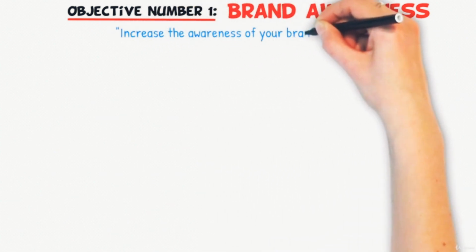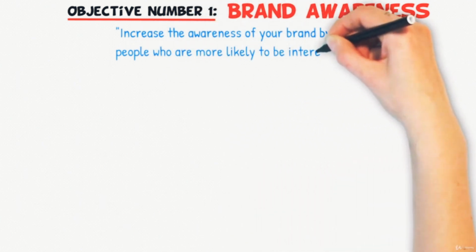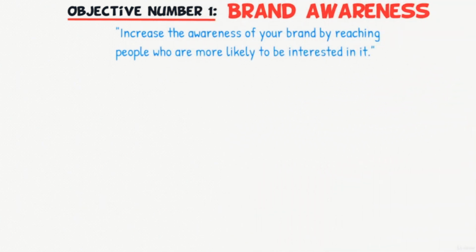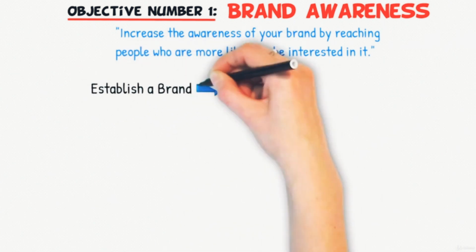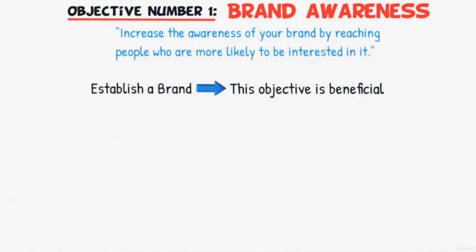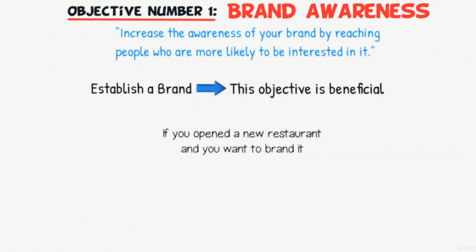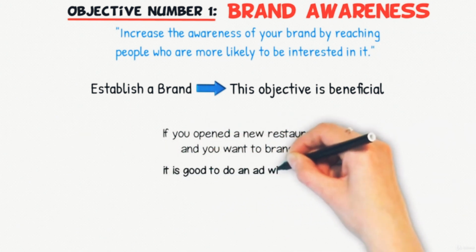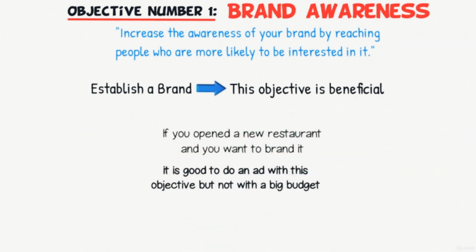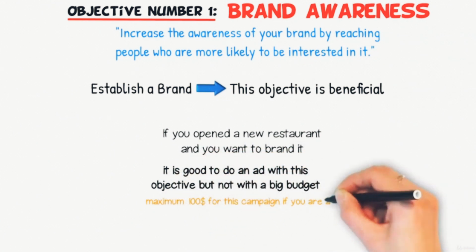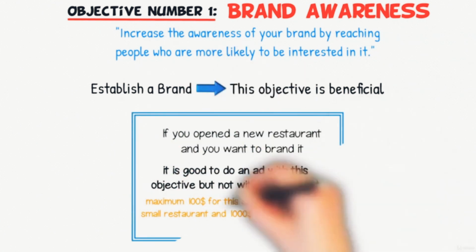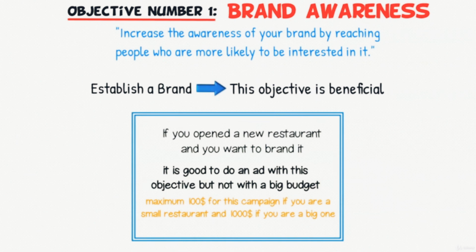Objective number 1, brand awareness. The simplest translation of this objective is increase the awareness of your brand by reaching people who are more likely to be interested in it. If you want to establish a brand, this objective is beneficial to you. For example, if you opened a new restaurant and you want to brand it, it's good to do an ad with this objective, but not with a very big budget. Maximum $100 for this campaign if you are a small restaurant, and $1,000 if you are a big one.